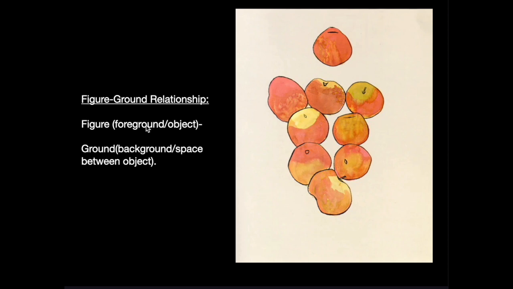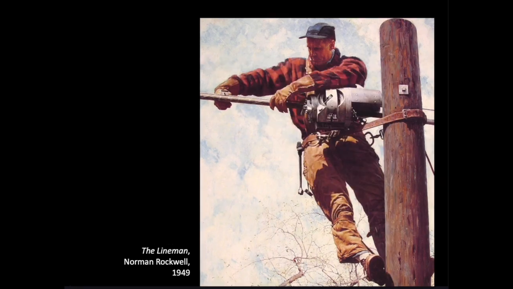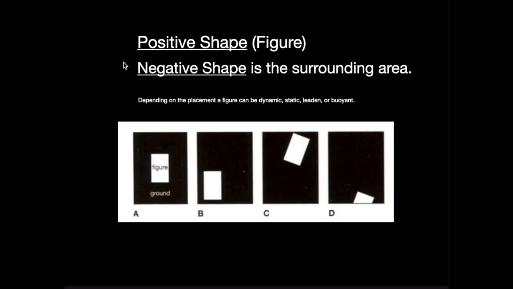Figure-ground relationship. So the figure is the foreground of the object, meaning in this one, the oranges or the apples, whatever you interpret them to be, would be the figure, and the background is the space between objects or the background. So the white here is the background. Figure is the object, white is the background. White doesn't have to be white. In this one, the sky would be the background, the man and the telephone pole, or the figure, the foreground. A positive shape is the figure, and the negative shape is usually the surrounding area. Depending on placement, a figure can be dynamic, static, leaden, or buoyant. So here is one that is static, dynamic, or buoyant. This one is sinking, so leaden.